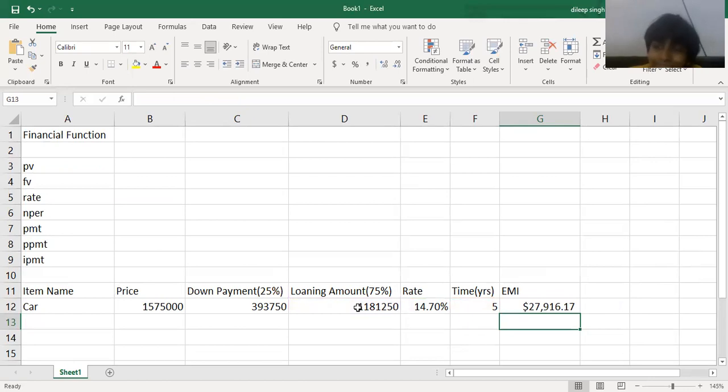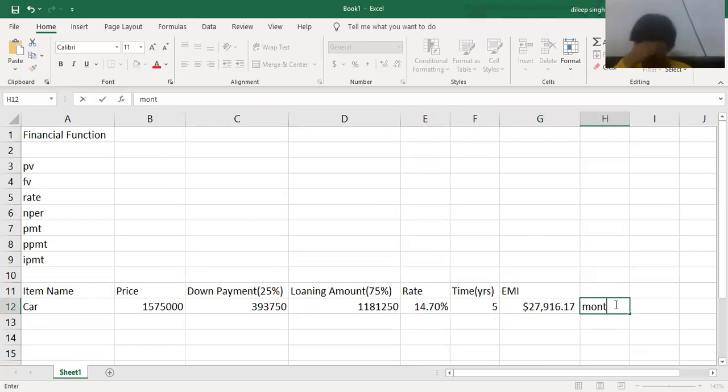So you have to pay 27,960 rupees 17 paise per month to complete this loan amount within 5 years. Yani, this is the amount we have to pay within 5 years. Understood? Clear? Yes, sir. This is the monthly installment.